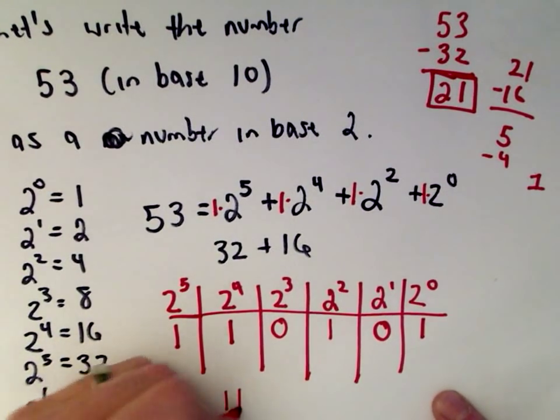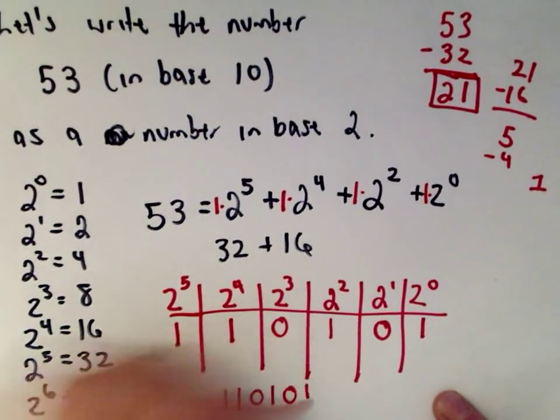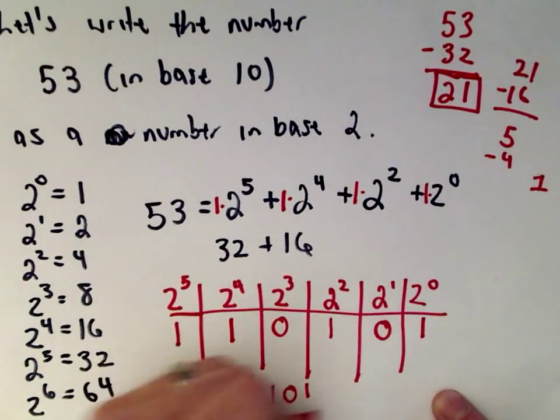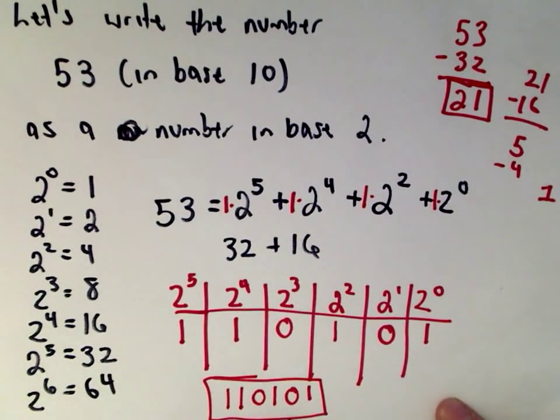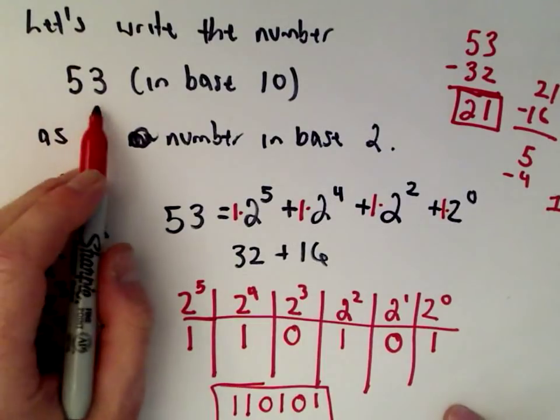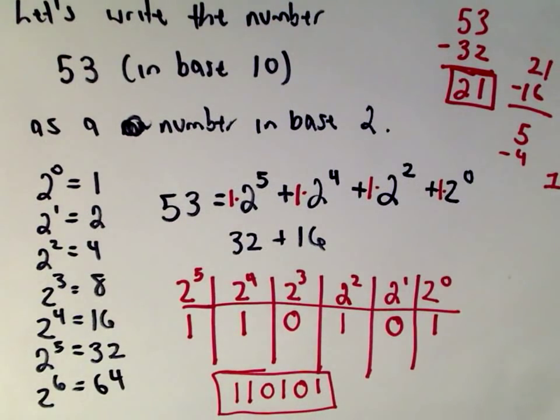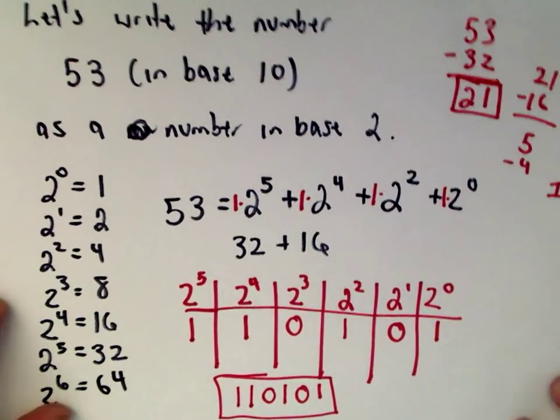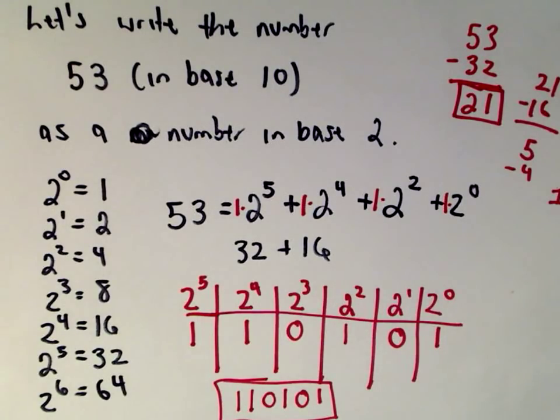It's going to be the number 110101. That would be the base 2 representation for our familiar number 53. Okay, so that's base 2. That's how you go about doing base 2. For those of you that want to see more of these, leave a comment in the video, and I'll be happy to go over some more of these. But this is the basic idea.